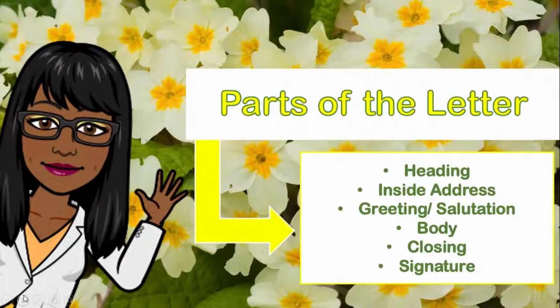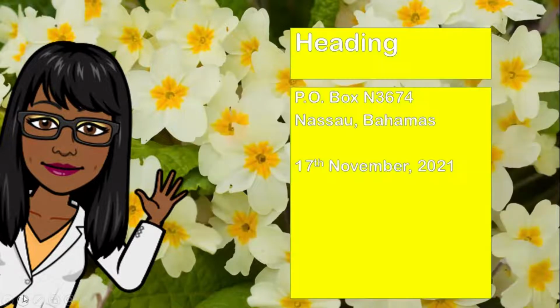Here are the parts of the formal letter: heading, inside address, greeting or salutation, body, closing, and signature. The first part of the letter is the heading. The heading is the information of the person sending the letter. So if you are writing the letter, students, the P.O. box number that you are going to put will be your own. Within the heading, you must include the city as well as the country, and that is why we have Nassau, Bahamas.